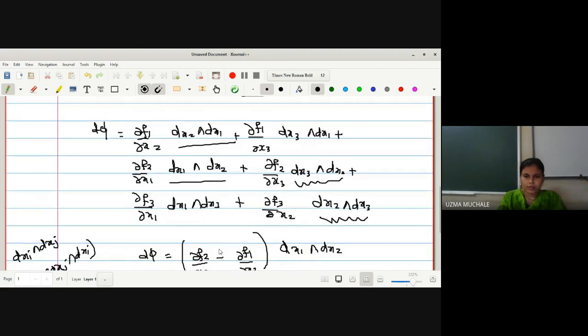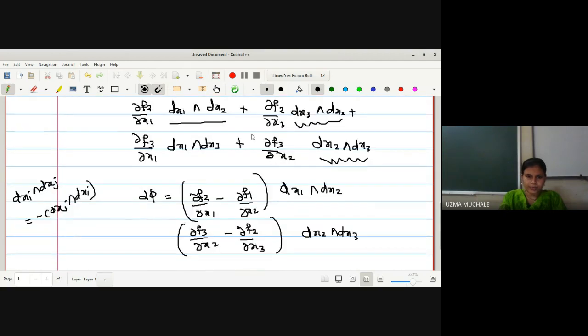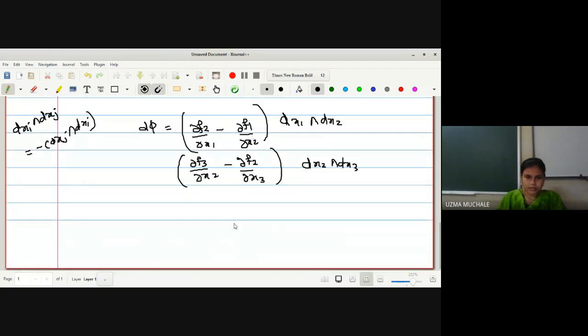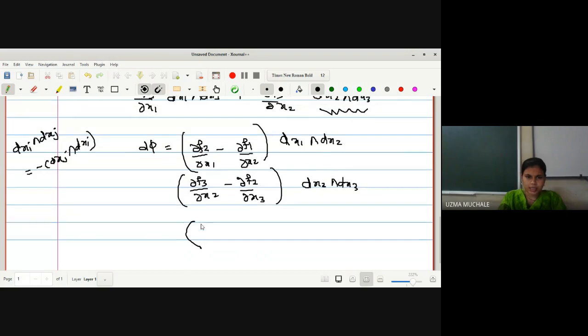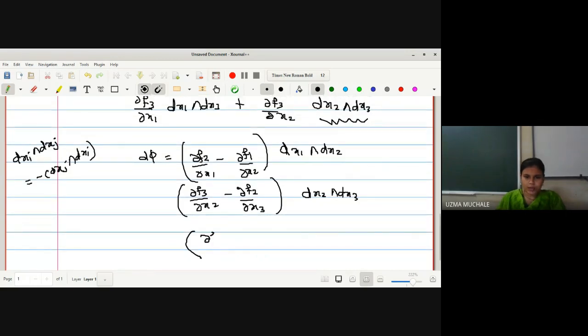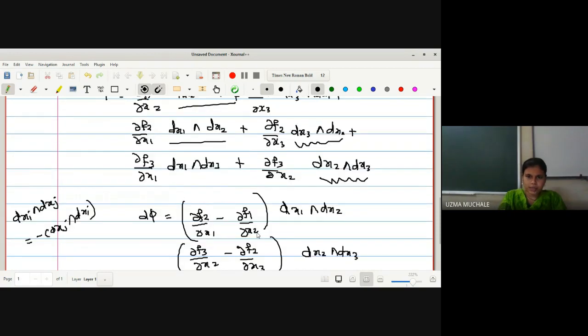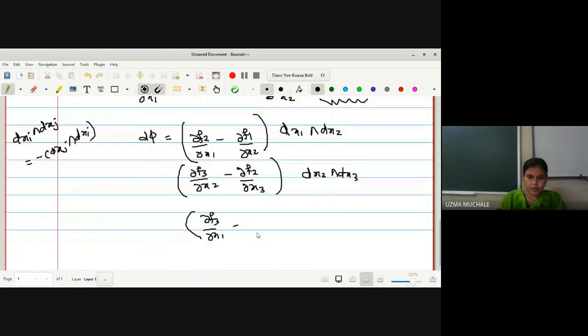Okay, so what are the terms remaining now? We are now remaining with f1 with respect to x3. Here we also have f3 with respect to x1. So what is the common term? So this we will keep as positive, and the position of these two we are going to interchange. If I interchange the position, there will be a negative sign. Okay, so let me write down this one. The term remaining in the last is f3 with respect to x1 minus the term in the first one, f1 with respect to x3.